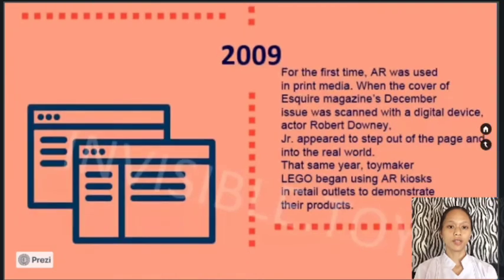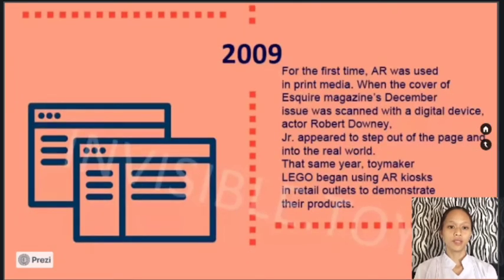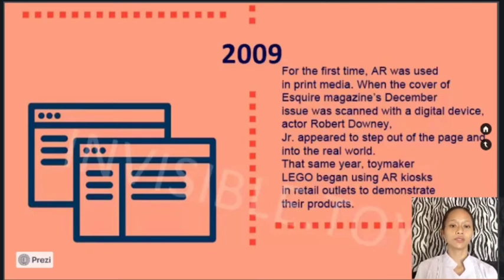In the year of 2009, AR was used in print media for the first time in an attempt to make the pages come alive. When the cover of Esquire magazine's December issue was scanned with a digital device, actor Robert Downey Jr. appeared to step out of the page and into the real world, speaking to readers. That same year, toy maker Lego began using AR kiosks in retail outlets to demonstrate their products.